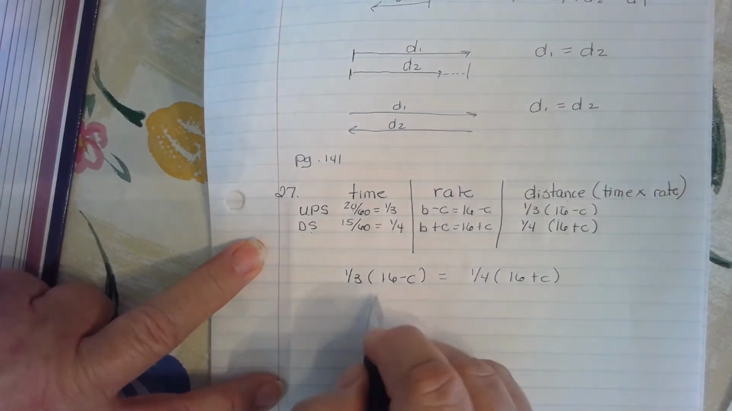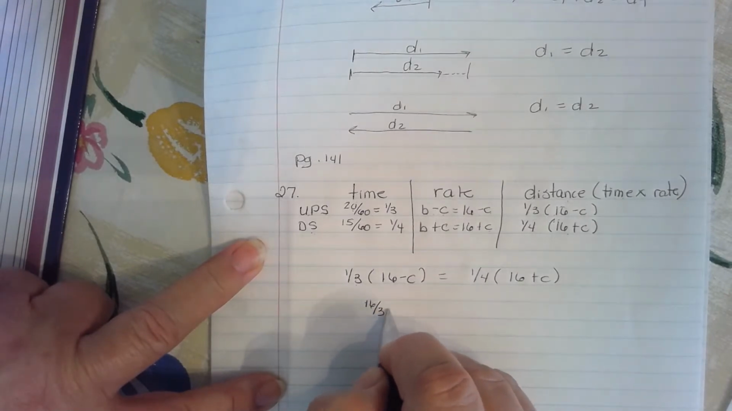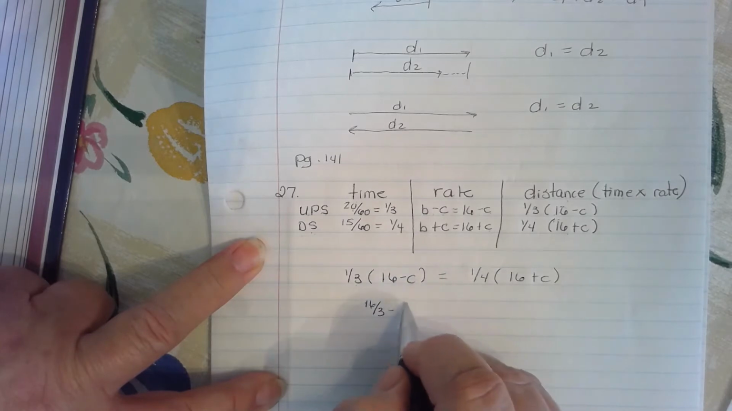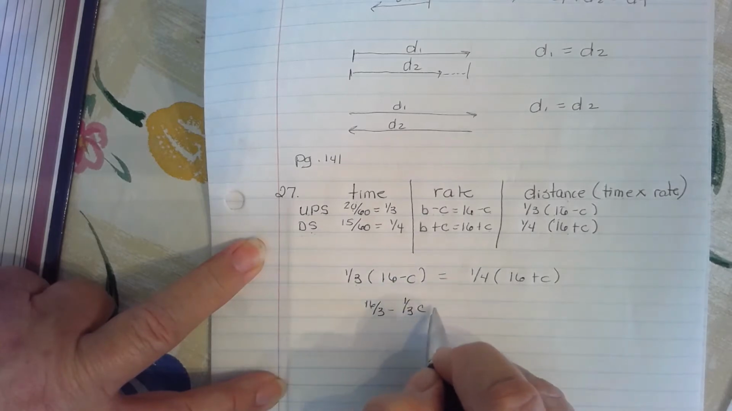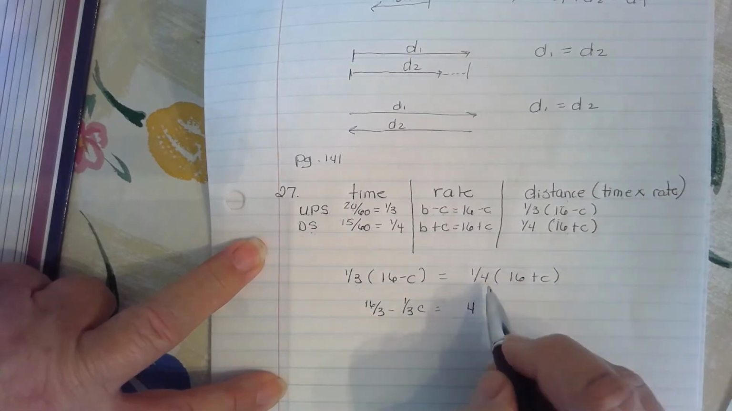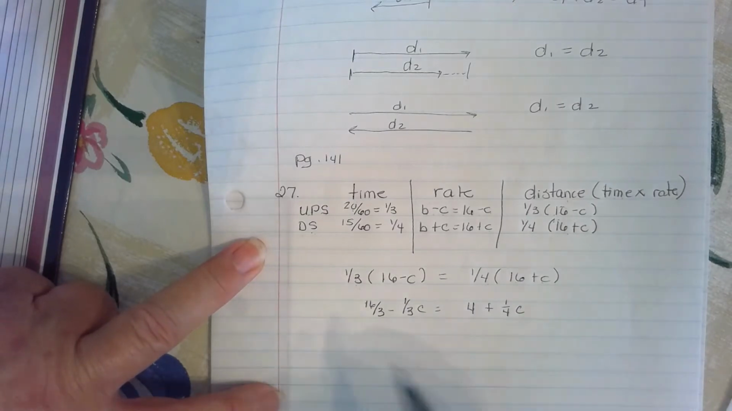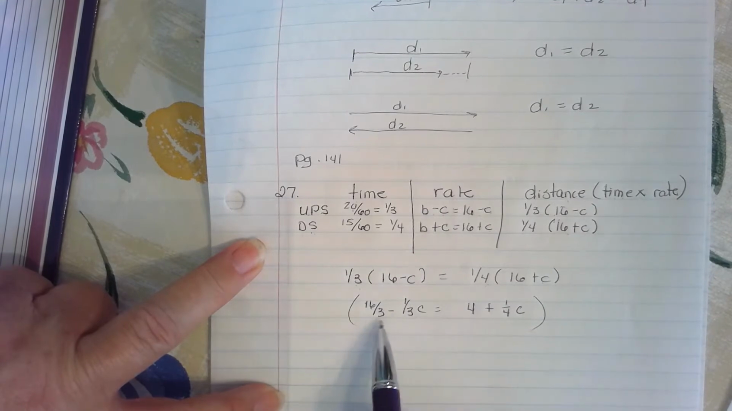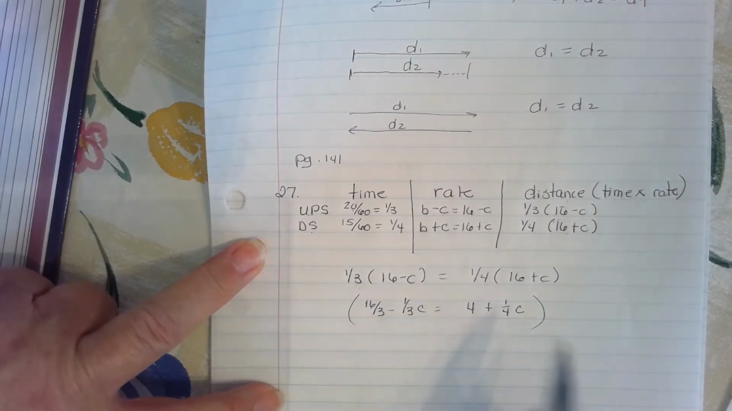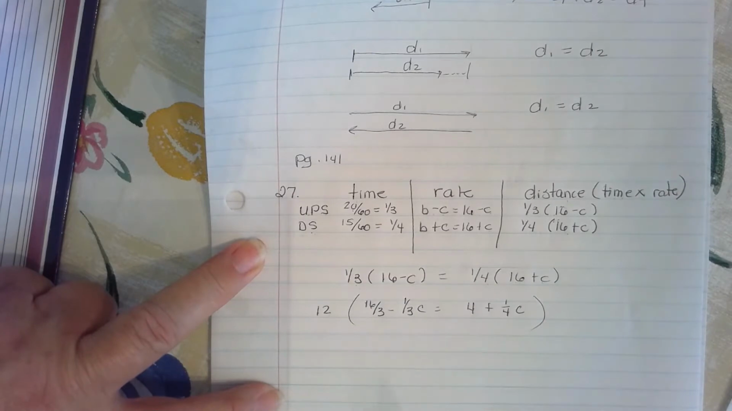Now I'm going to multiply 1/3 times 16 and get 16 over 3, 1/3 times C, 1/4 times 16 is 4, and 1/4 times C. Our life will be easier if we clear the fractions. I see that my denominators are 3 and 4, so I'm going to multiply every term by 12.